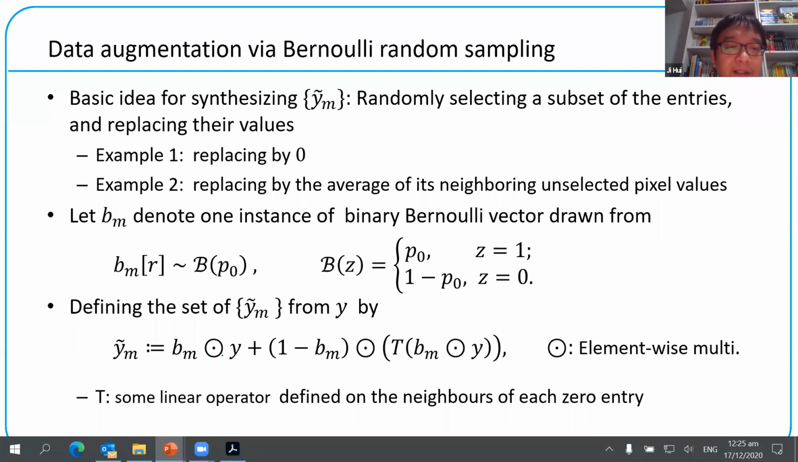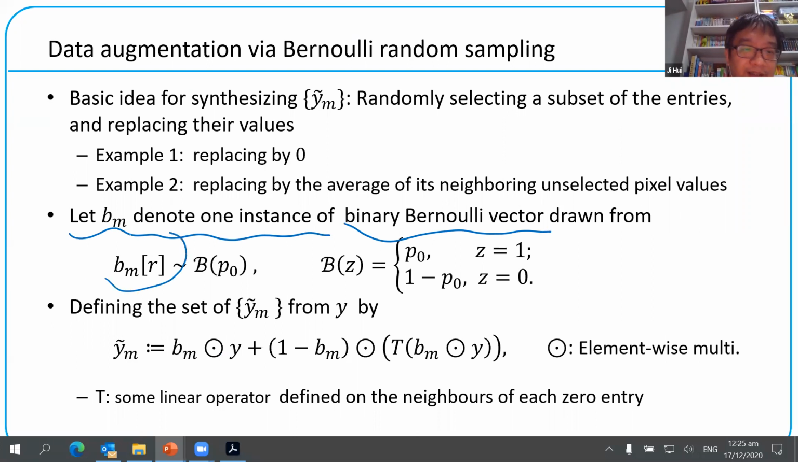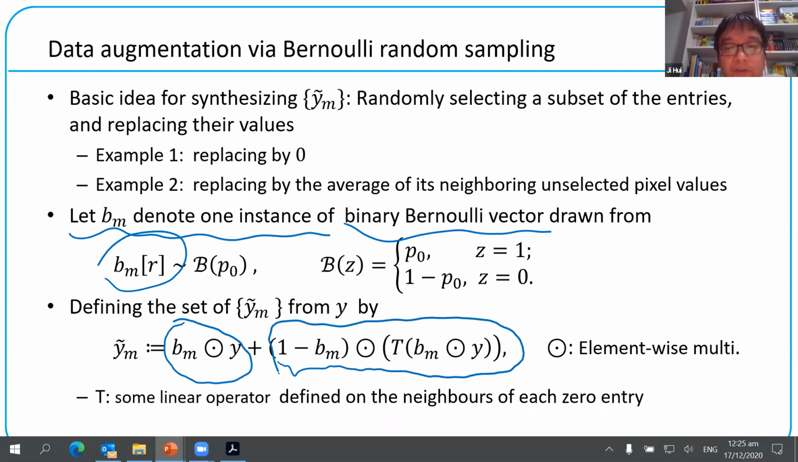Mathematically, you can formulate this by considering one instance of a binary Bernoulli vector, b_i. You define it so that it replaces certain pixel values with 0, and then for those selected pixels you do some operations. This is actually the general mathematical model for the two example data augmentations we talked about here.